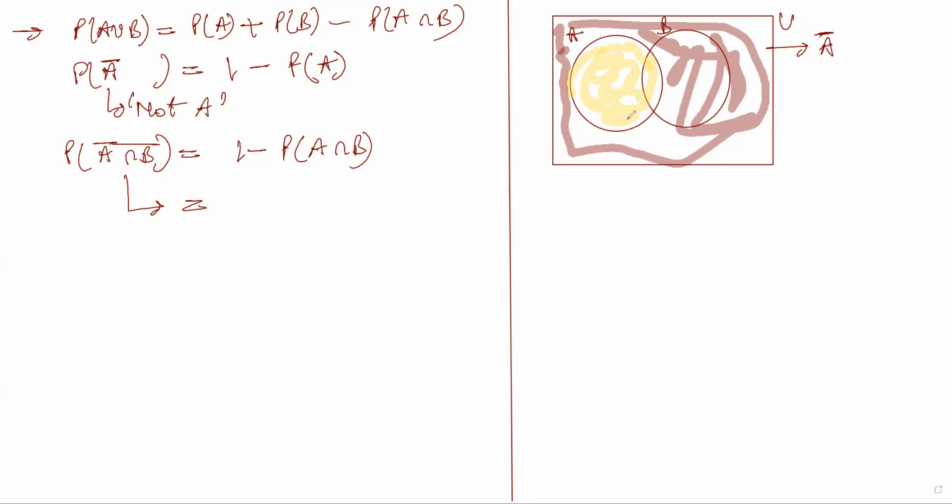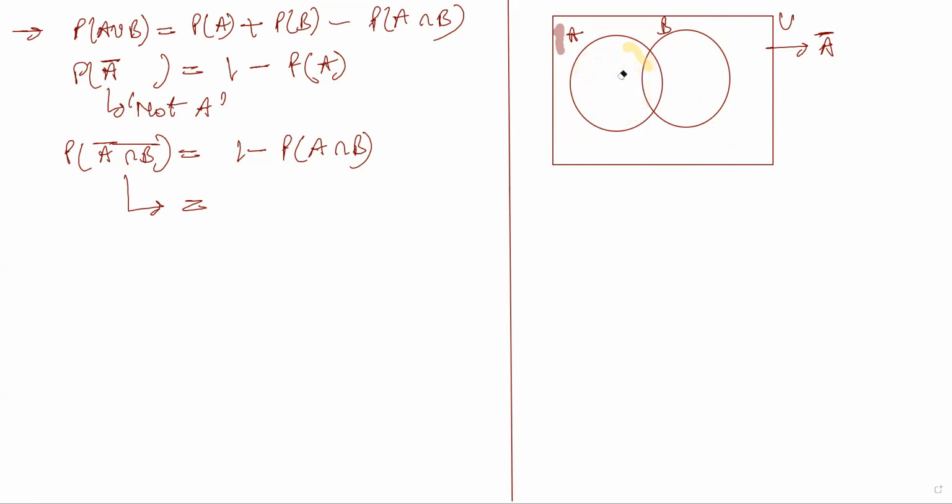So we have A complement, we have B complement. Can you tell me what is A intersection B? A intersection B is the center region, the common region between A and B. Yes, sir, this is A intersection B, right?